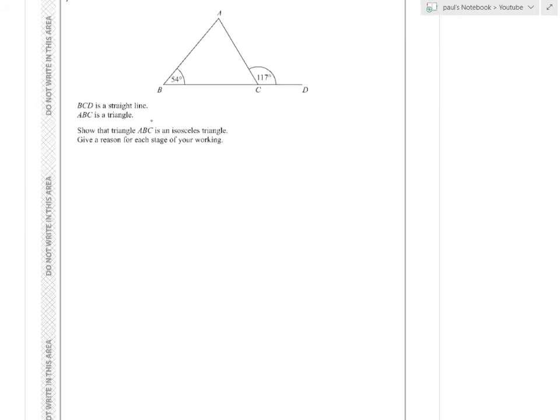Now, BCD is a straight line. Show that the triangle ABC is isosceles. Well, this angle here is 180 minus 117. So 180 minus 117 is 63. So this is angles on a straight line. Okay, so that's 63 in there.